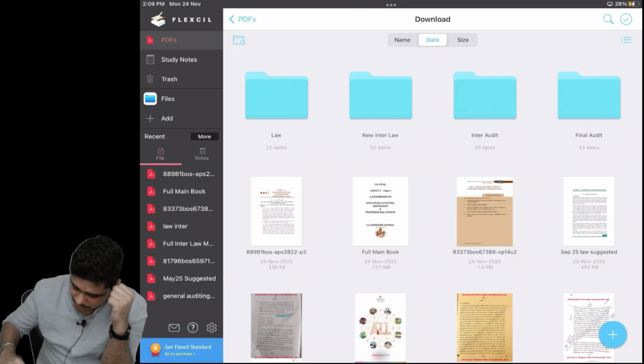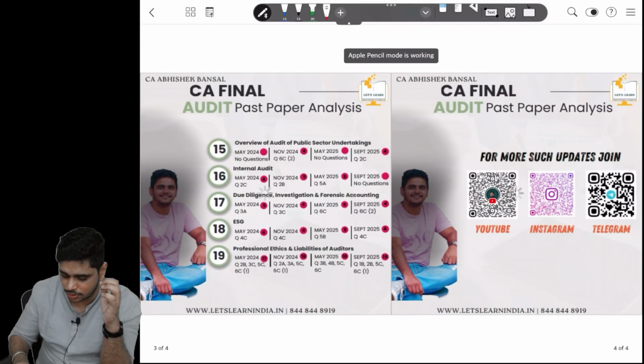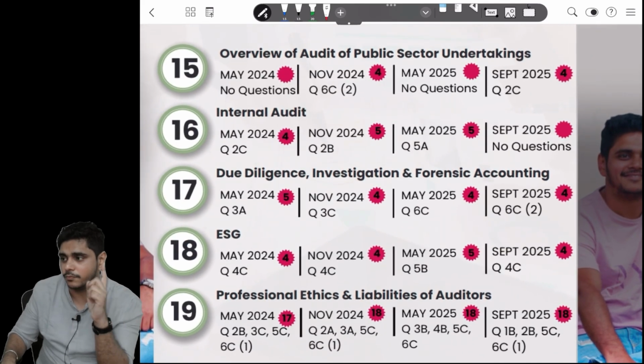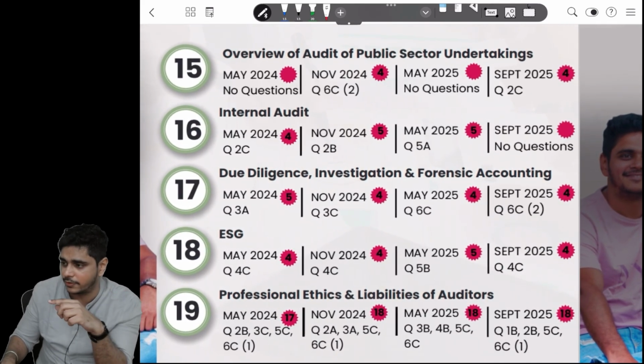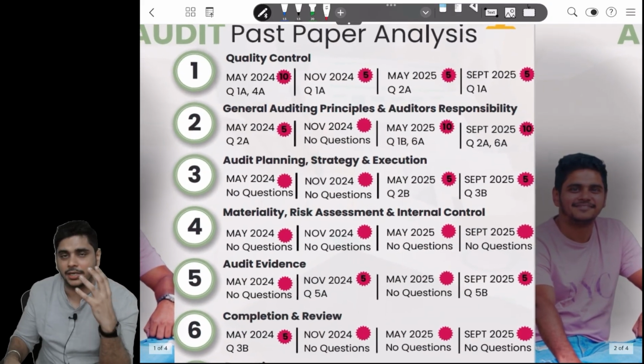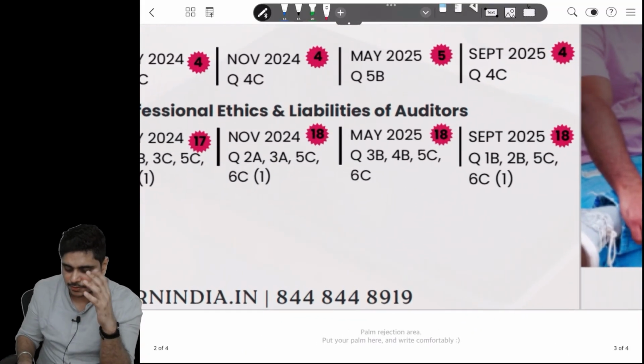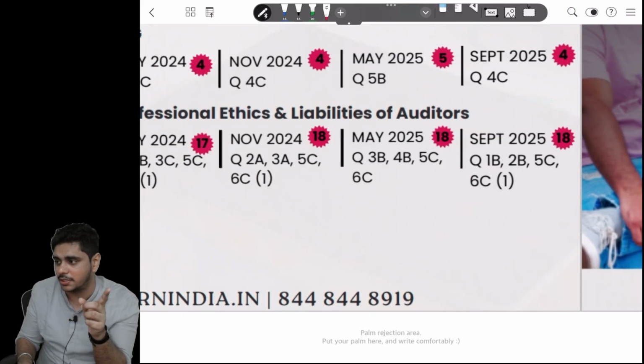I have shared this analysis also in my Telegram group. I hope you have received it. This analysis shows what questions are coming in May 24, November 24, May 25, September 20. You can refer to this analysis to get an idea of which chapter pattern is there. For example, ethics is coming for like 17 marks, 18 marks, 18 marks.